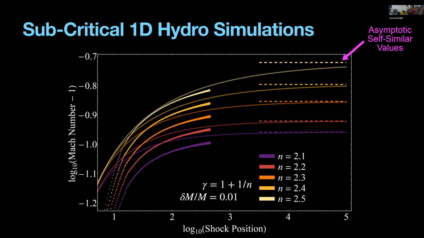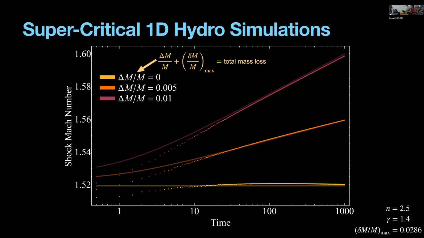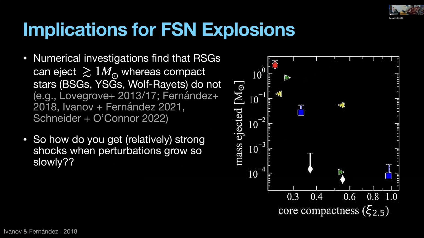And again, this is just a different plot, same thing. But what it's showing is that these solutions are converging to the self-similar solution over time, but it takes many, many decades in radius to do so. So very, very weak, unfortunately. And then the supercritical solutions, again, are weak, but they continuously strengthen over time and are diverging logarithmically.